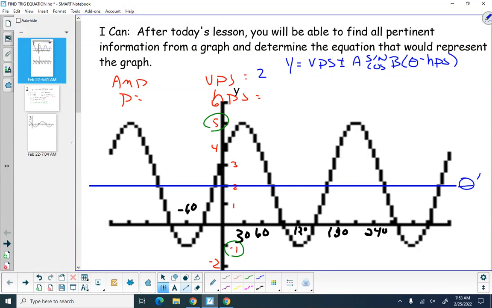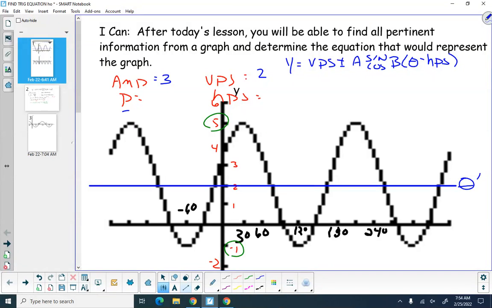The next easiest thing to find would be what? Amplitude. What's our amplitude going to be? 3. Because by definition, our amplitude is defined as the distance from our neutral axis to our peak or to our valley. So how much do we go up? How much do we go down? We go from 2 to 5 or 2 to -1. So we have an amplitude of 3.